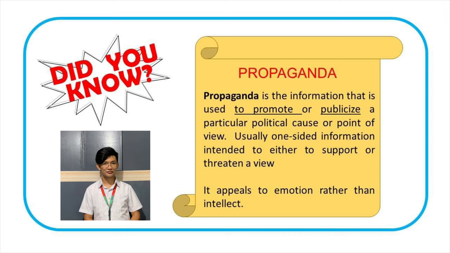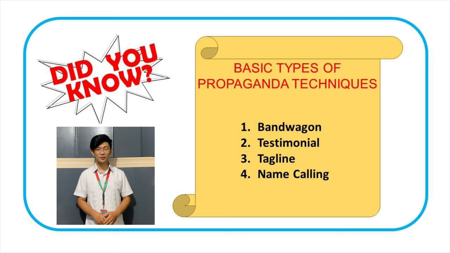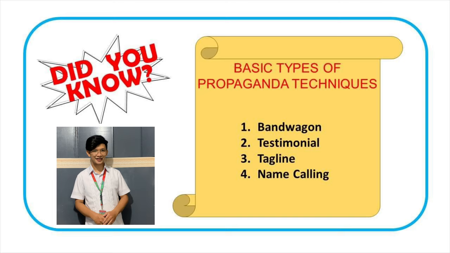When we say propaganda, it is the information that is used to promote or publicize a particular political issue or point of view. Usually, it is one-sided information intended either to support or to threaten that view. It appeals to emotion rather than intellect. Its major purpose is to persuade the audience or the viewers. There are basic types of propaganda technique. 1. Bandwagon. 2. Testimonial. 3. Tagline. 4. Name calling.